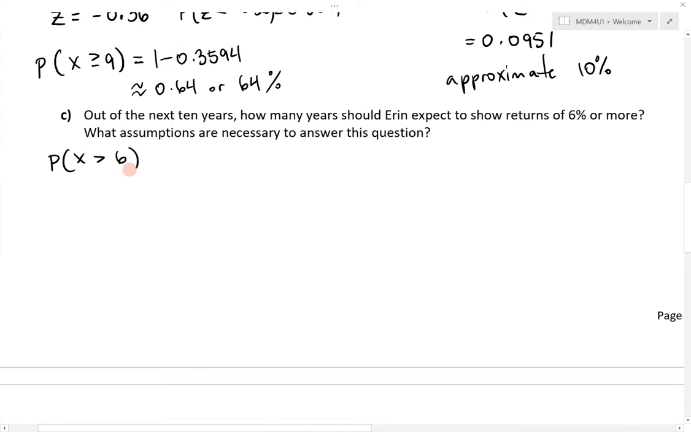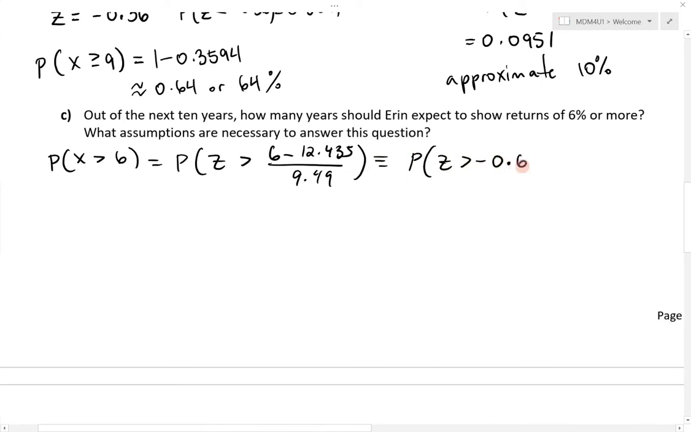Okay, so for this, I need to calculate just one z-score. Let's convert this to a z-score. In other words, I'm looking for the probability that z is greater than (6 minus the mean value, 12.435) divided by the sigma, or standard deviation, 9.49. That's equivalent to the probability that z is greater than negative 0.678. So all of this resolves to negative 0.678.